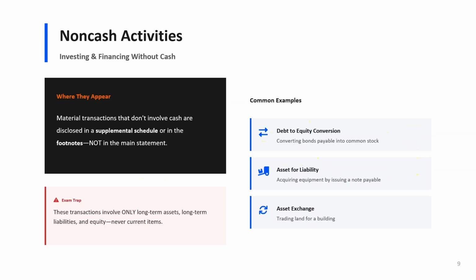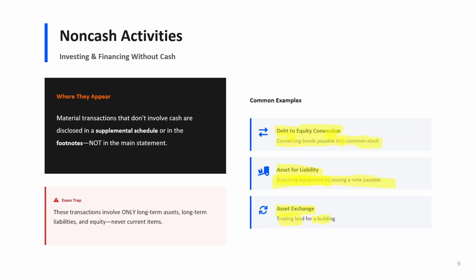We are moving from cash to non-cash. Some activities are substantial, but cash is not involved. Examples could be converting bonds payable to common stock. There's an activity, but no cash is involved. Or maybe they acquire equipment by issuing a note payable, an asset for liability. Or the company had land and exchanged that land for a building, basically an asset exchange.